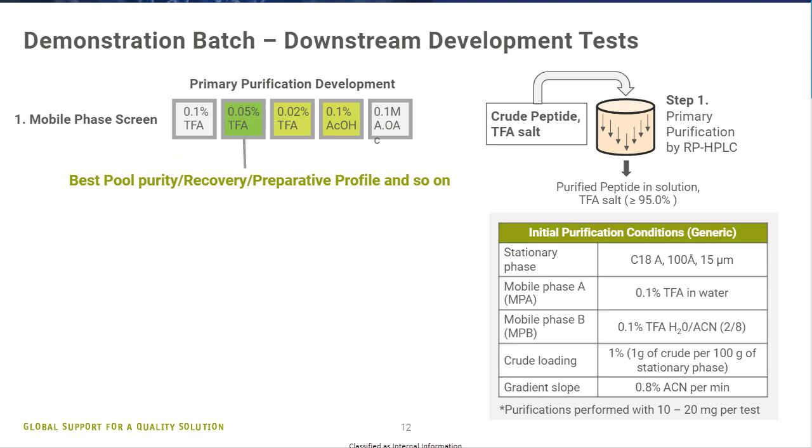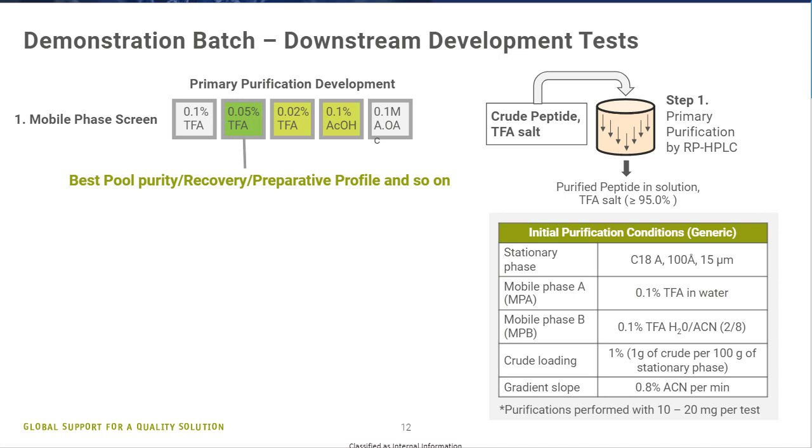These conditions are based on internal knowledge, but they're also based on preliminary experiments that we perform in the lab, where we assess the crude and where it elutes, and also certain other conditions. And then we perform very small-scale purifications, generally with 10 or 20 milligrams of crude peptide per test. So from here, each parameter which you see in this box, which discusses the generic purification conditions, we modify each parameter, testing various purifications in sequence at this 10 or 20 milligram scale.